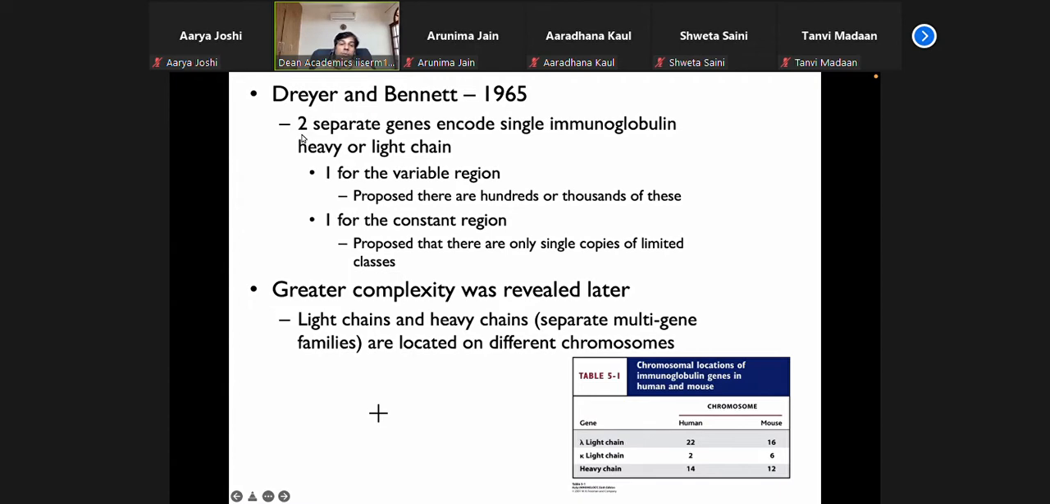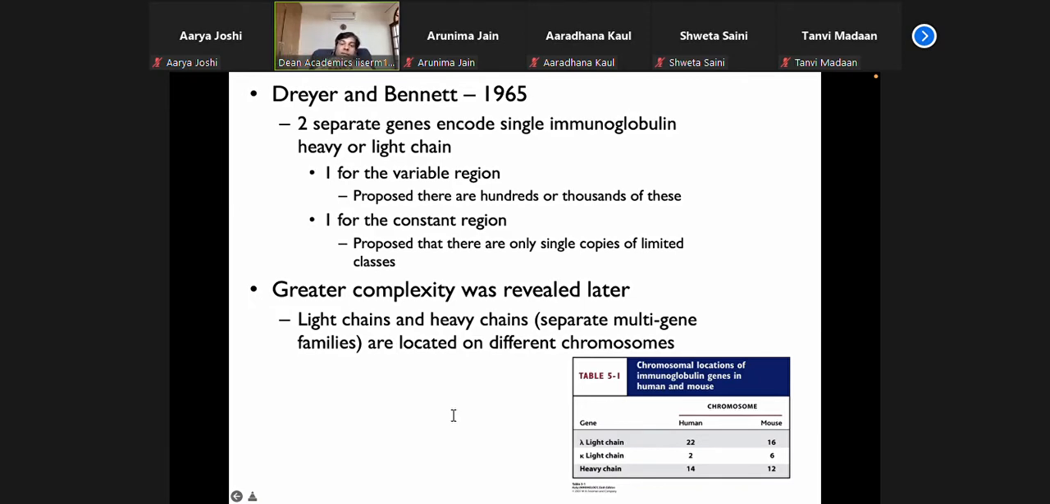What they suggested was that two separate genes encode a single immunoglobulin heavy and light chain. See, remember, you have a heavy chain, you have a light chain. If you talk about the one gene, one polypeptide hypothesis, then you would think there is one gene which encodes for the heavy chain, one for the light chain. However, here they were suggesting that there are two separate genes which encode for heavy and light chain. That is for the first time they suggested.